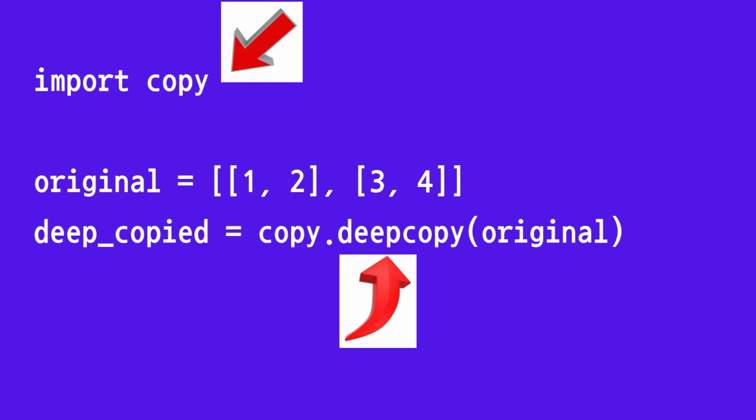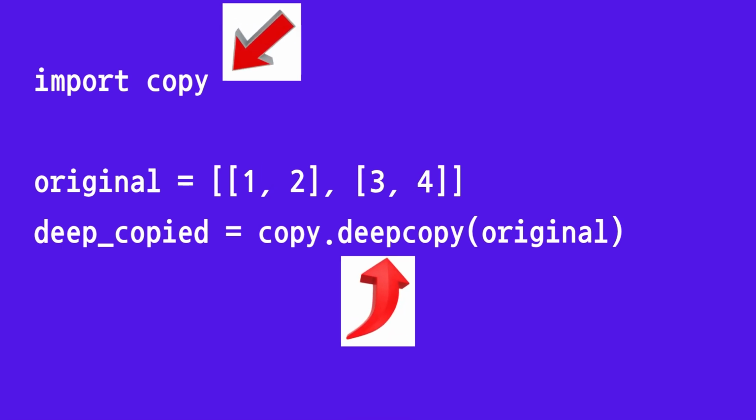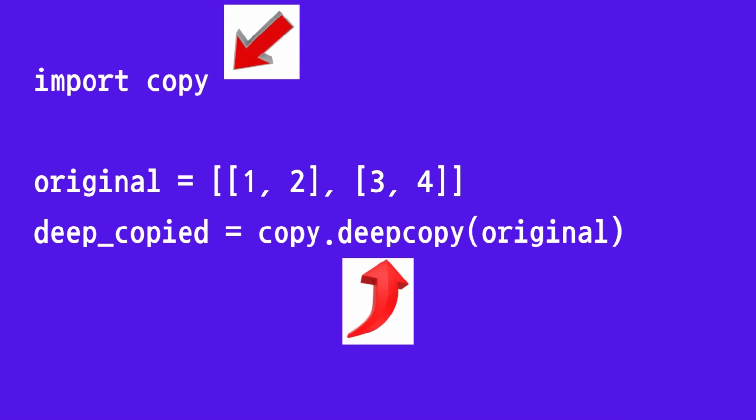So how do we fix this? The answer is to use deep copy from the copy module. Let me show you. Now we have used copy.deepcopy, which means it will create a new copy of the list and new copies of everything inside it, including the nested list. So let's check their ids now.